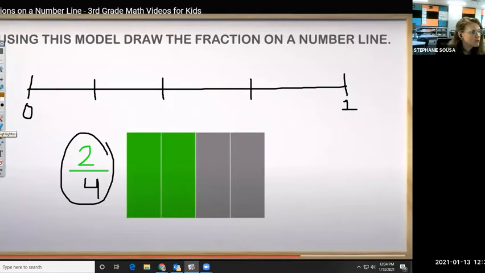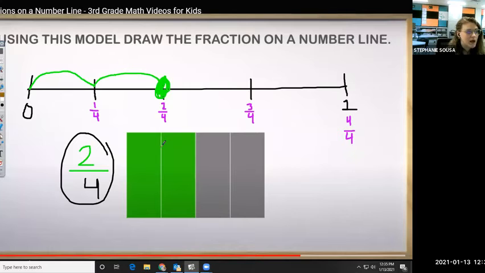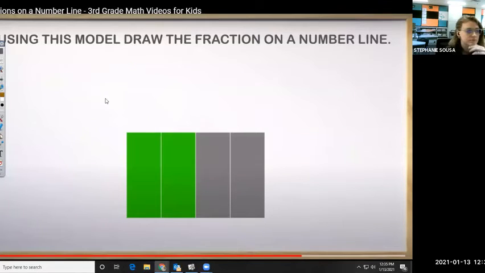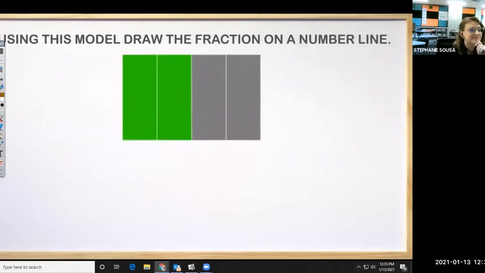Now it says label the fractions. Easy enough. This is 0. This is 1/4, 2/4, 3/4, and then 1 whole, which is the same thing as 4/4. Step 4, put a dot on the partition after the space. 2/4 is 1, 2, right here. Big fat dot. Boom. I've shown 2/4 on a number line. Did you get it? Let's do it together.